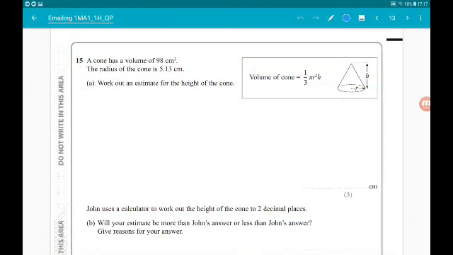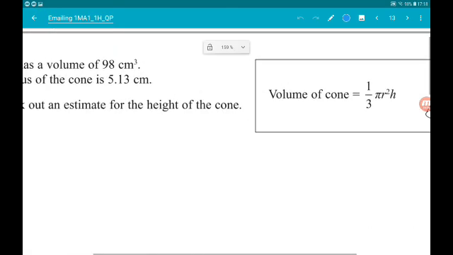Okay, number 15, we've got some approximations. We are told a cone has a volume of 98 centimeters cubed. The radius of the cone is 5.13 centimeters. We want to work out an estimate for the height h of the cone, and we're given the formula volume is 1/3 pi r squared h. So we can't do this exactly without a calculator. So we're going to approximate.